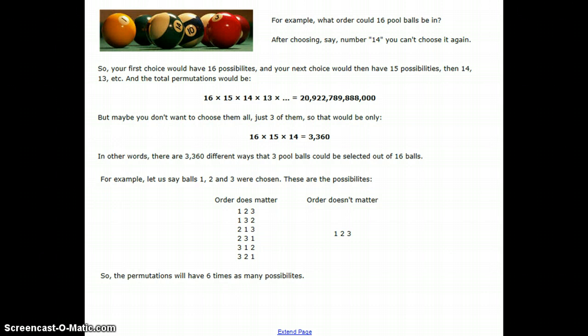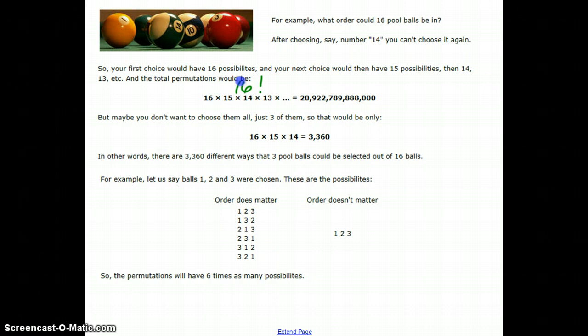So for example, what order could 16 pool balls be in? After choosing, say, number 14, you can't choose it again. So your first choice would have 16 possibilities, your next would be 15, and so on. So it would be, in other words, 16 factorial options. So that's your total number of choices.